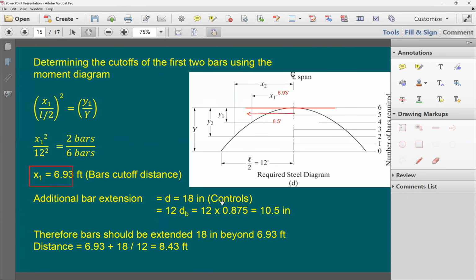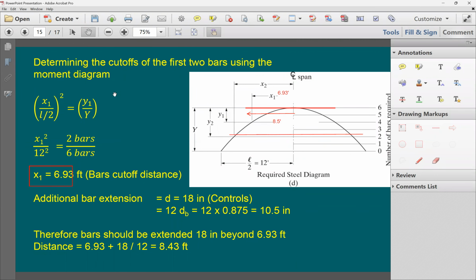So, okay. I'm going to be adding 18 inches to the 6.93, which is going to be 8.5 feet. I'm going to say the first 2 rebars here are going to be at 6.5 feet. How about the second set of rebars? Where should I stop? I'm going to say this is going to be the second set of rebars. It's going to be this x2.